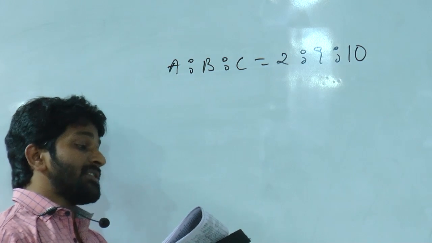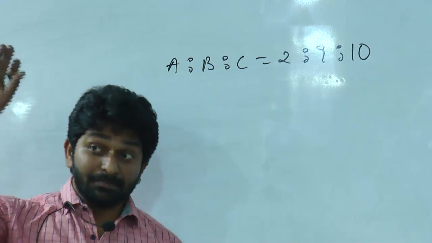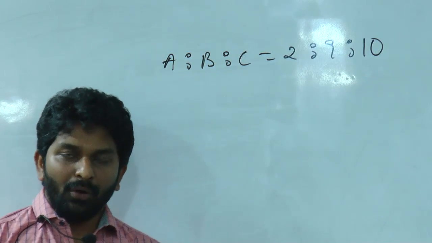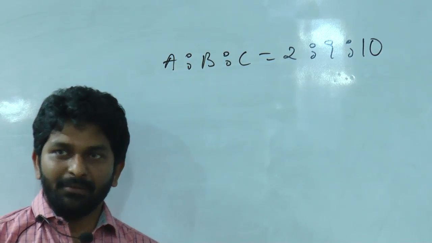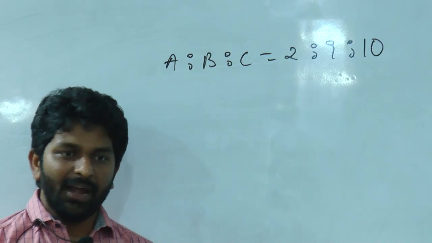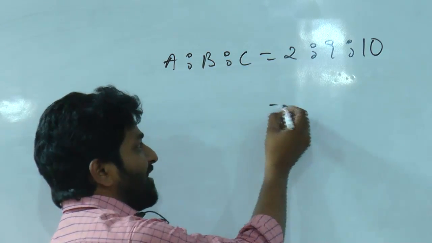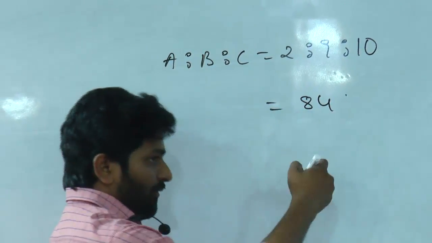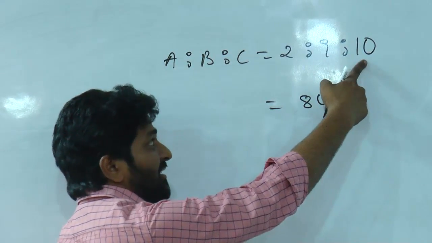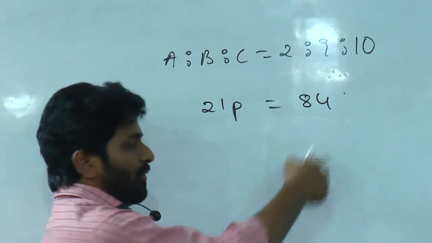4 years ago, the sum of ages of A, B, C was 72 years. To calculate the sum of their present ages, for every person you need to add 4 years. As you have 3 persons, you need to add 12 years. 72 plus 12 is 84. So the sum of their ages is 84 years. A is 2 parts, B is 9 parts, and C is 10 parts. Total number of parts, 21 parts. 21 parts is equal to 84 years.